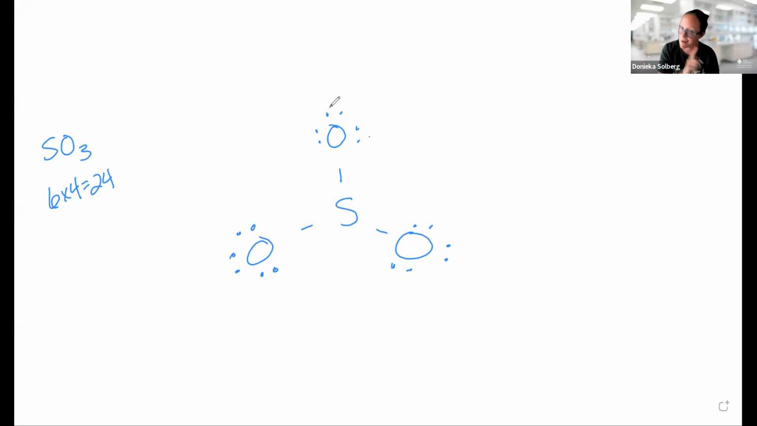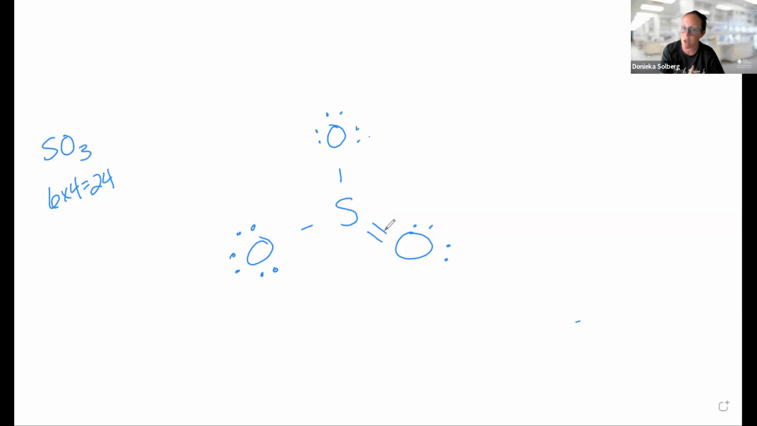Awesome, I have 24. However, my last step is to check my octets. Well, my oxygens are good, but my sulfur in the middle is not. So I'm going to make one of these into a double bond. So now my octet rule is good. So now it's a double bond. Okay, you could have put it anywhere. So now I have my structure.